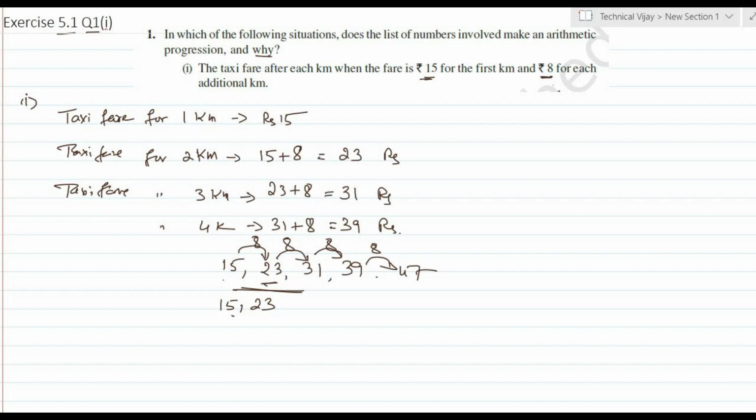So the common difference will be the same for all the terms. This type of series is called an arithmetic progression. So as per the problem, this one is in AP. Okay, this is in AP. So we will go for the next one.